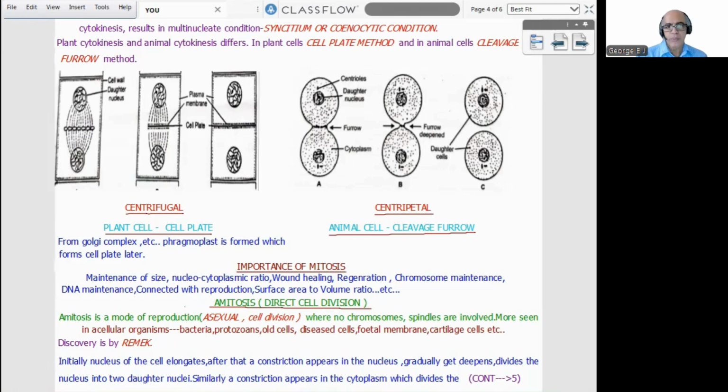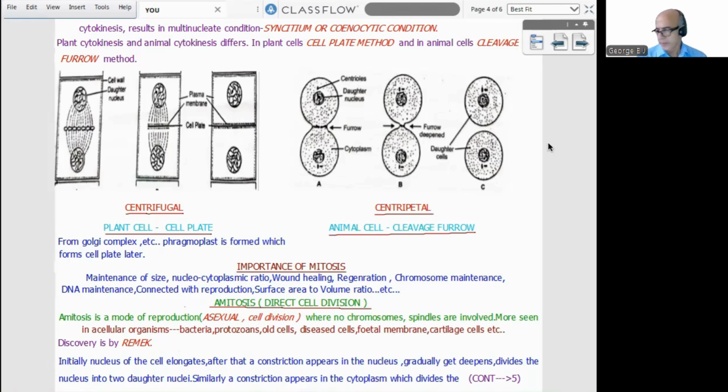Now a variation from mitosis is called amitosis, which is otherwise called direct cell division. It is a mode of asexual reproduction, originally an asexual cell division where no chromosomes or spindles are involved. So no chromosome, no spindle, nothing will be there. It is more commonly seen in acellular organisms like bacteria and protozoa. It is also seen in areas like old cells, diseased cells, fetal membrane, cartilage cells, etc. It was discovered by a famous scientist, Remak.